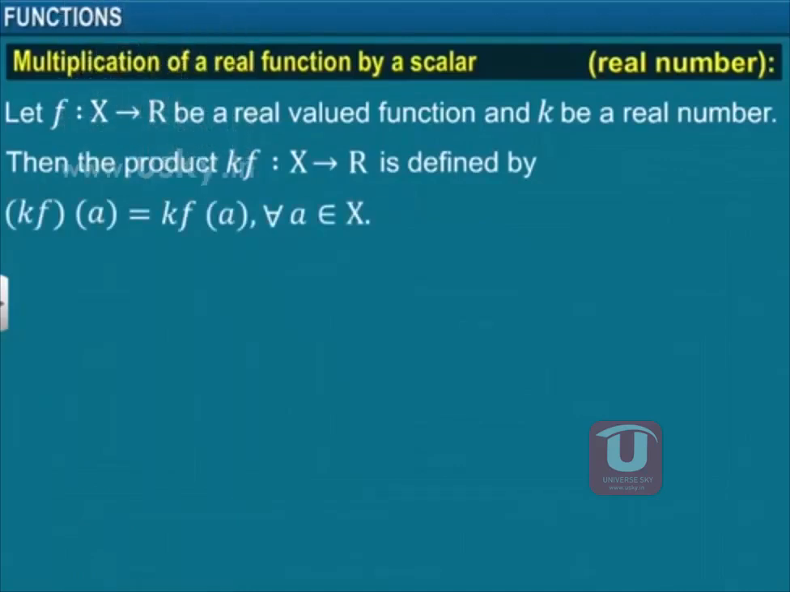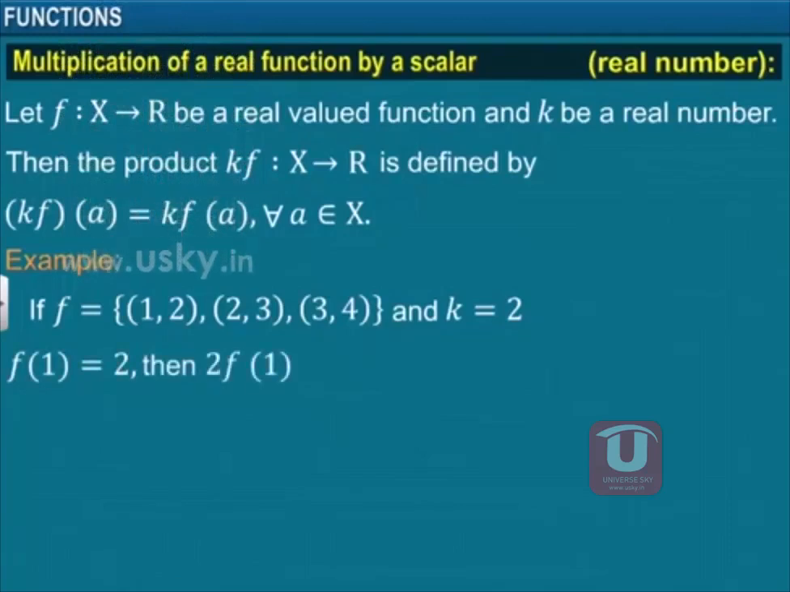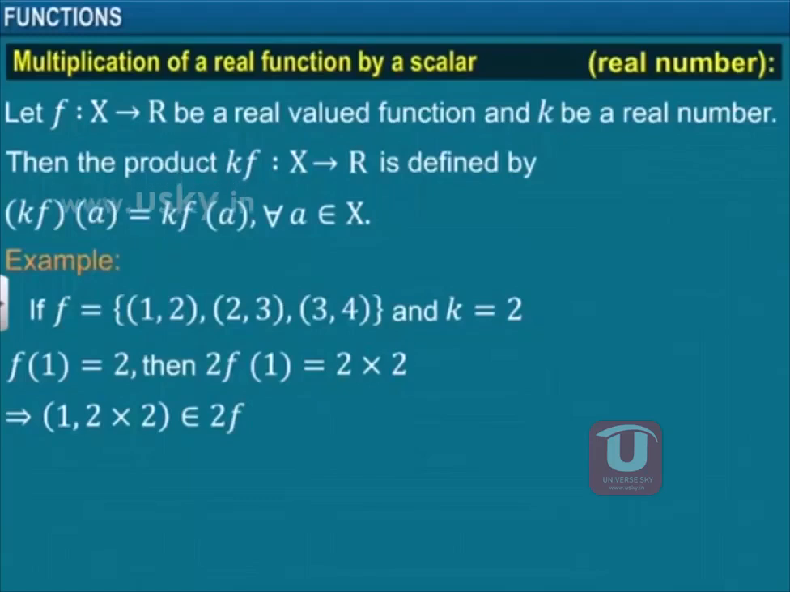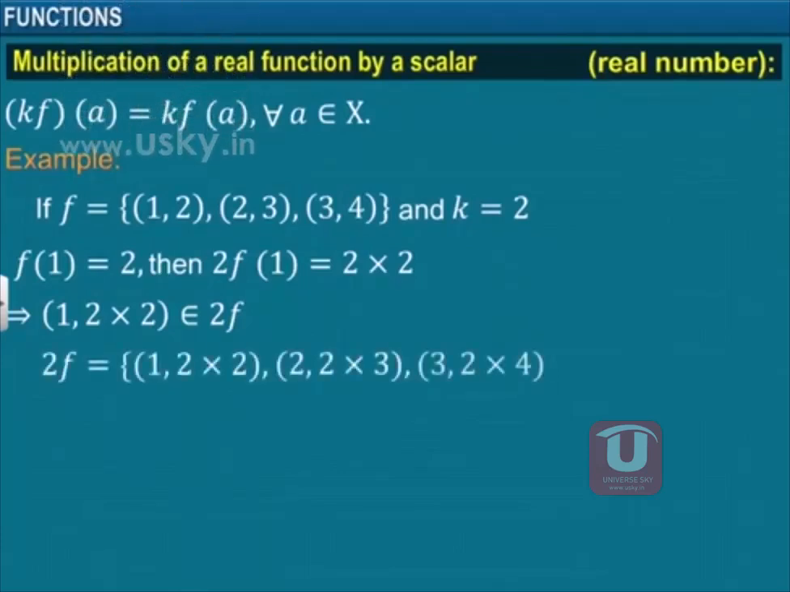Let us again consider set f and k is equal to 2. If f of 1 is equal to 2, then 2 multiplied by f of 1 is equal to 2 multiplied by 2. This implies that the ordered pair (1, 2 multiplied by 2) belongs to set 2f. Similarly, you can get 2 more ordered pairs. Hence, set 2f has 3 ordered pairs: (1, 4), (2, 6), and (3, 8).